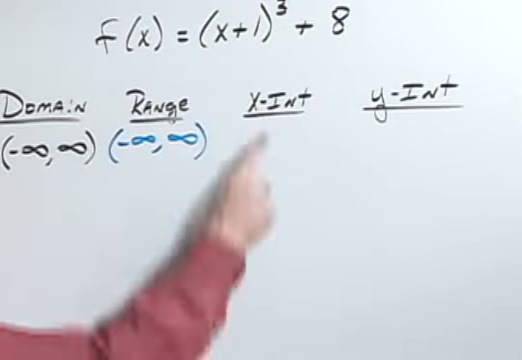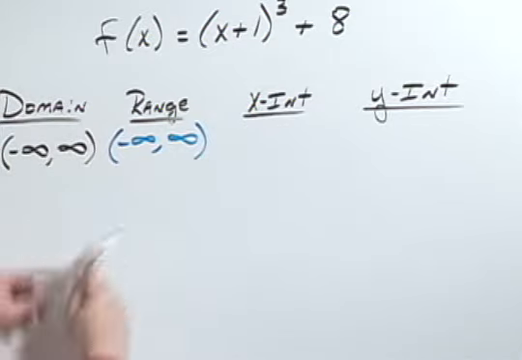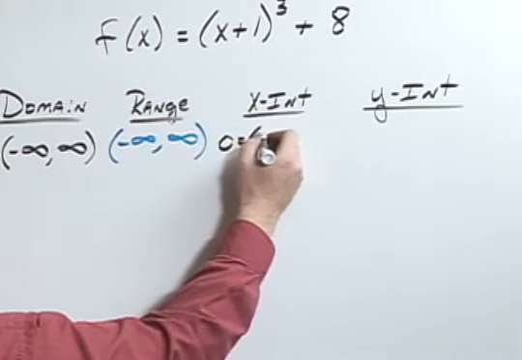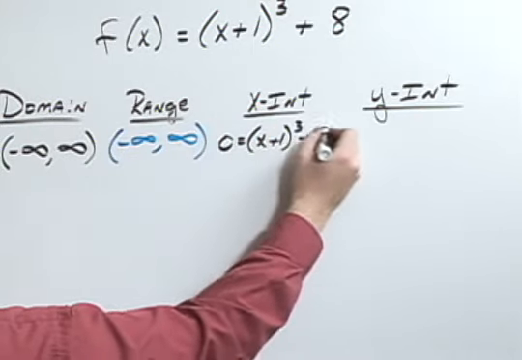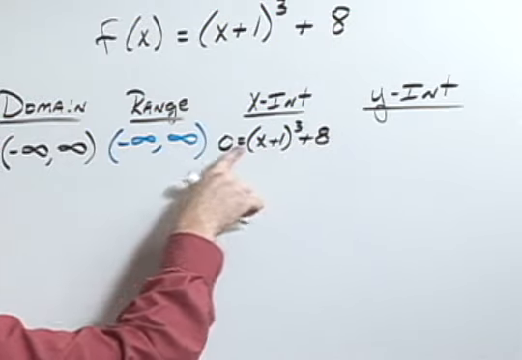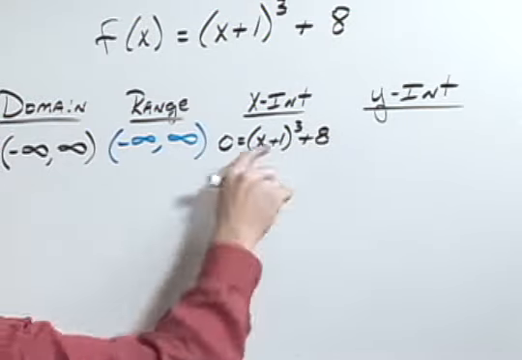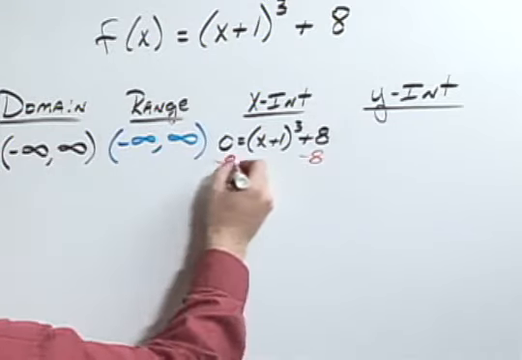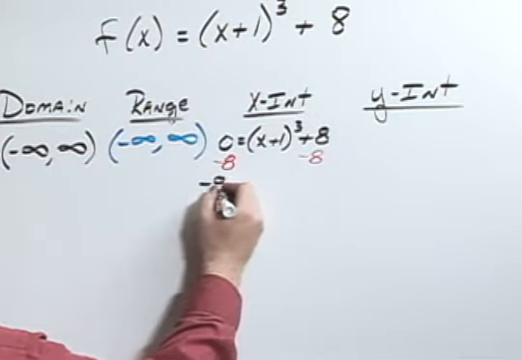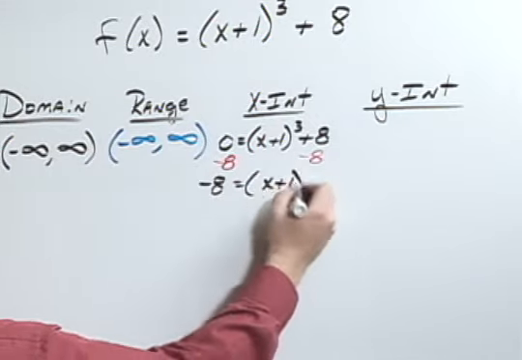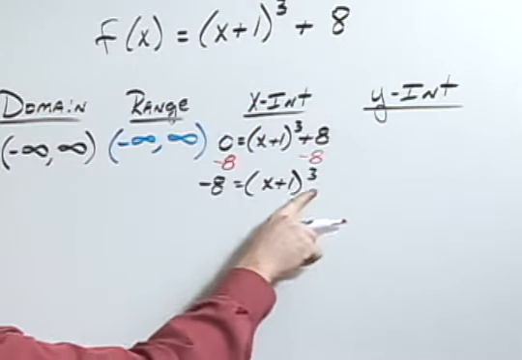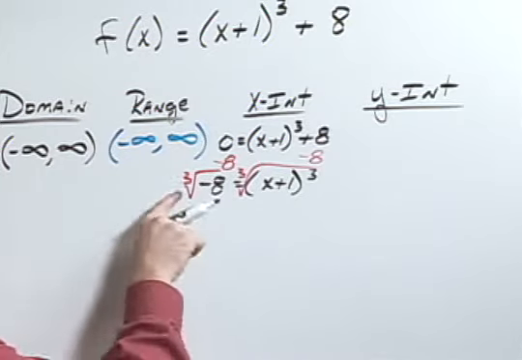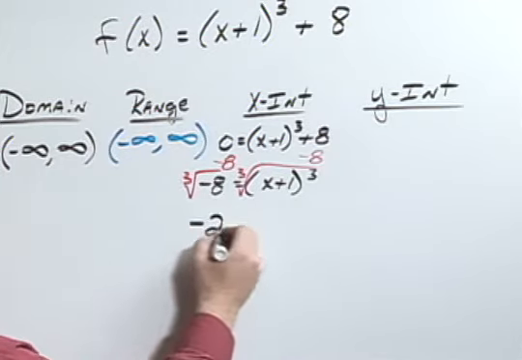As far as our x-intercepts, usually we let our y equal 0, but in this case it's the entire f of x. So we want to go 0 equals the quantity x plus 1 cubed plus 8. And we want to find out which x value gives us that state. So I'll first subtract 8 from both sides. So negative 8 equals the quantity x plus 1 cubed. Now to get rid of the cube, I will cube root both sides. And the cube root of negative 8 would be negative 2.